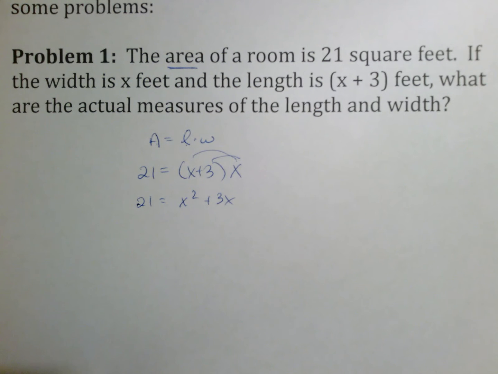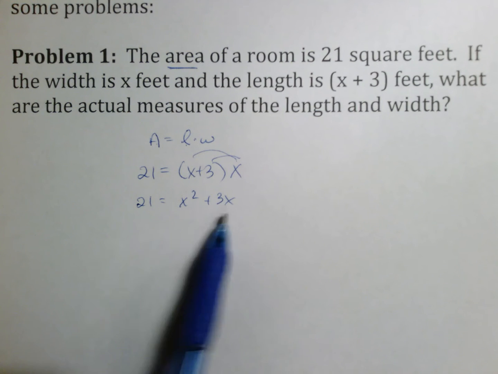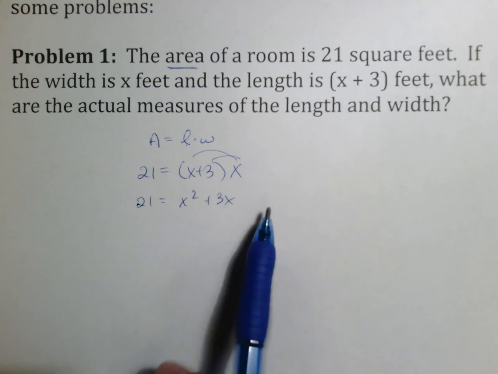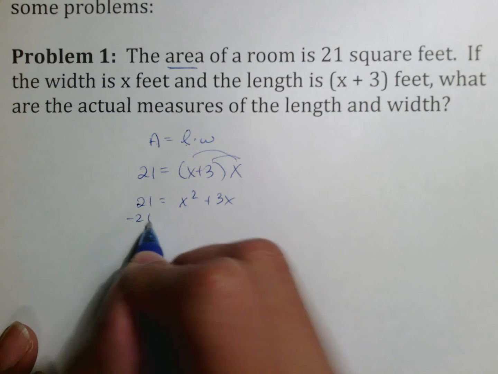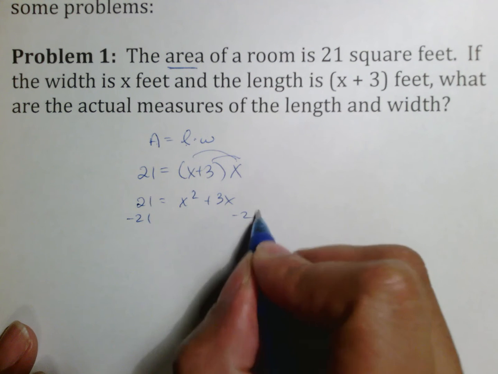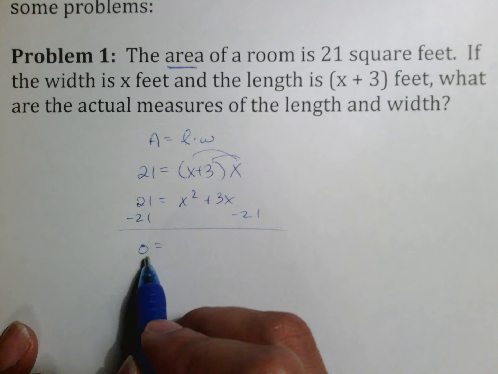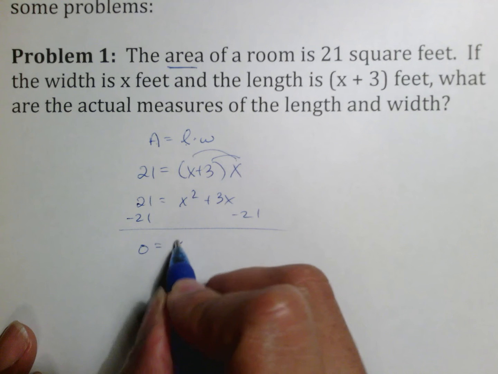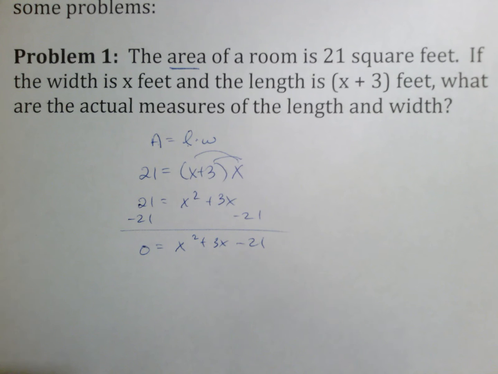Now, if you remember, what I told you a little while ago is that you cannot solve anything with an x squared and an x unless everything's on one side. So what we will do here is we will move the 21 over to the other side, because in order to do all of our stuff, remember that it always equals 0. So we move our 21, and we get x squared plus 3x minus 21 over there.